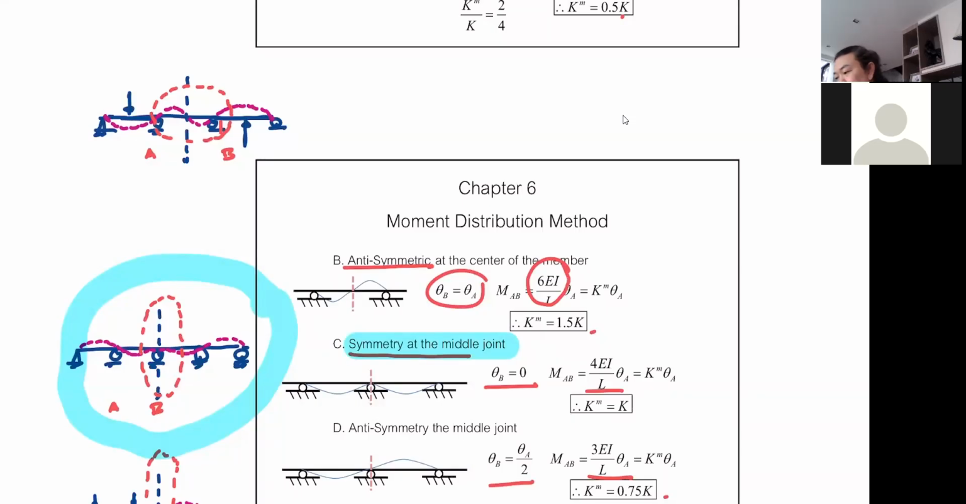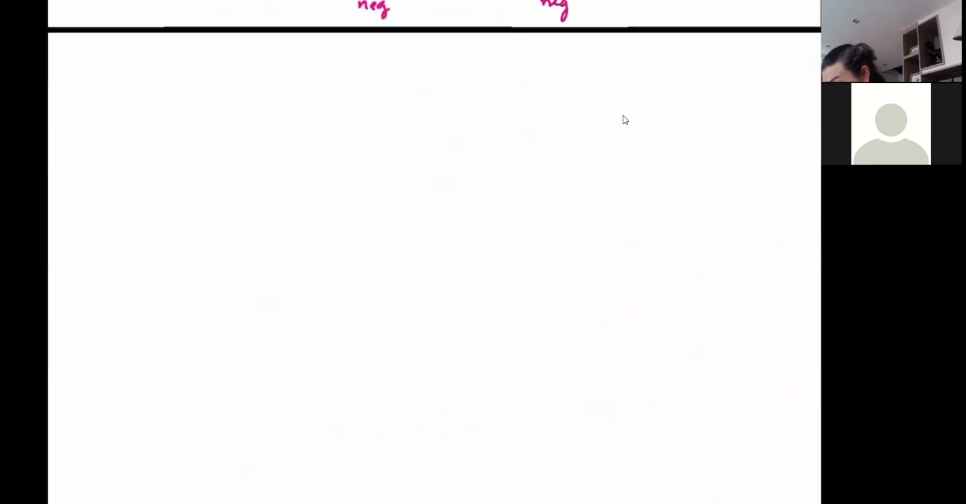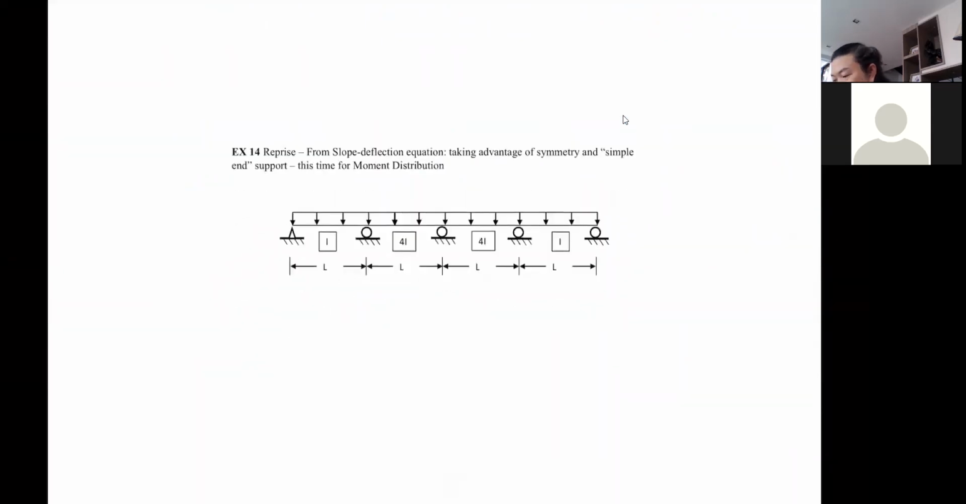Okay, the record is now on, so we can go back to the example. I don't have much more. In fact, I only have one left. If you can recall, this is the example that we did with the slope deflection in set 1.